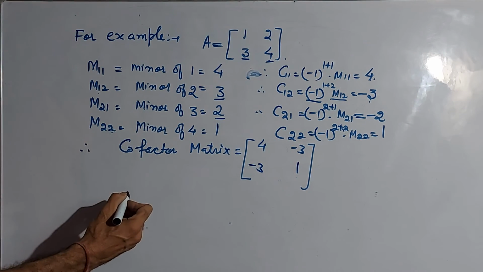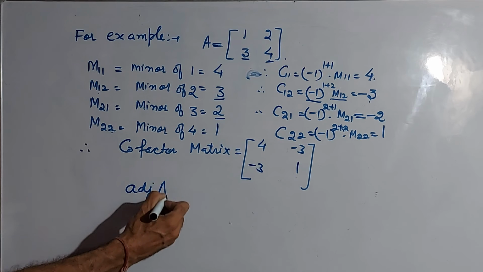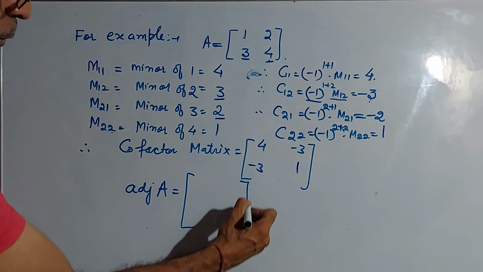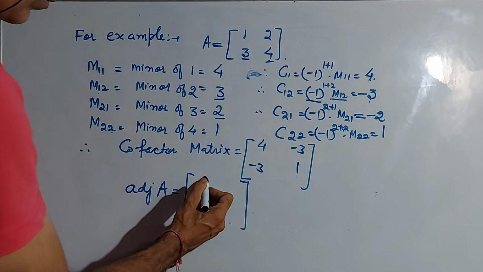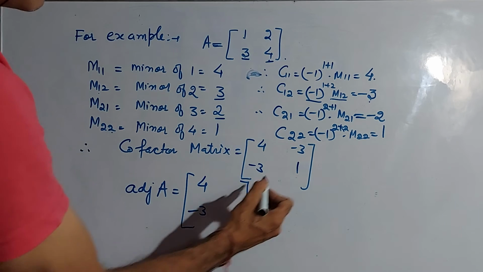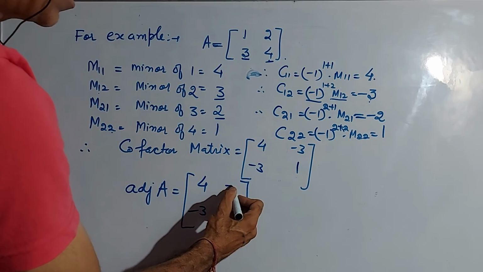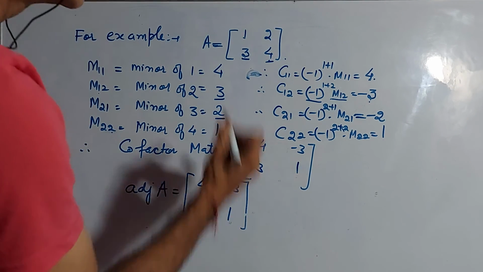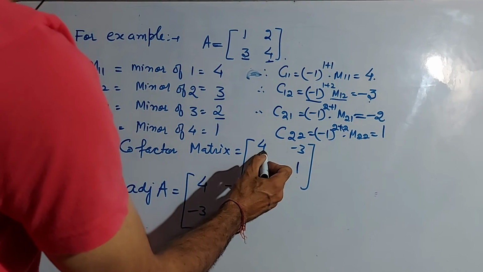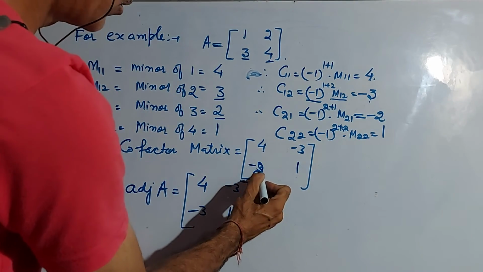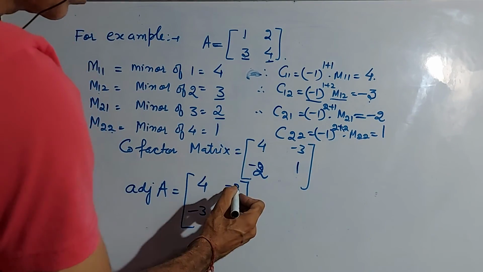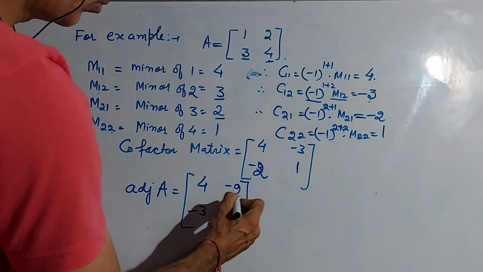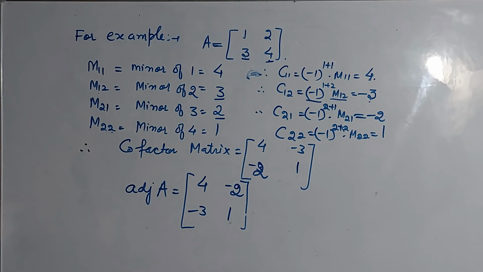Now we will take the transpose, which is the adjoint of the matrix A. And transpose is obtained by interchanging rows into columns. This is the first row, we write it as the first column, and we write the second row in the second column. So 4 here, minus 2, and the first row this, so this will be minus 3. So this is the adjoint of matrix A.